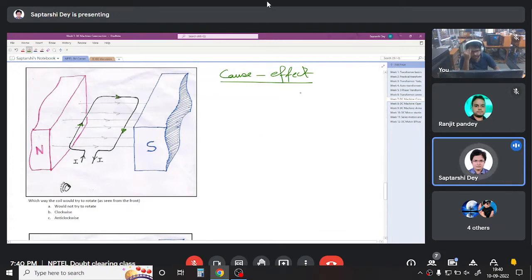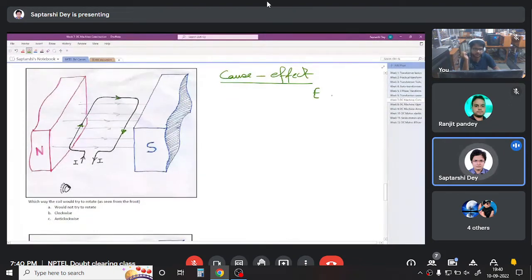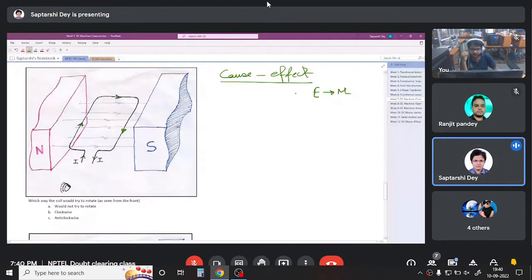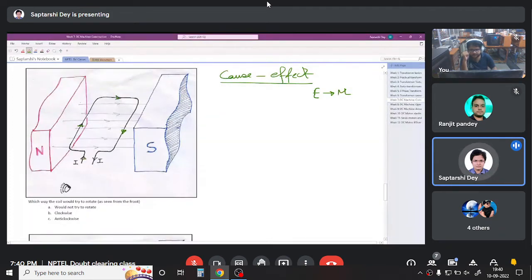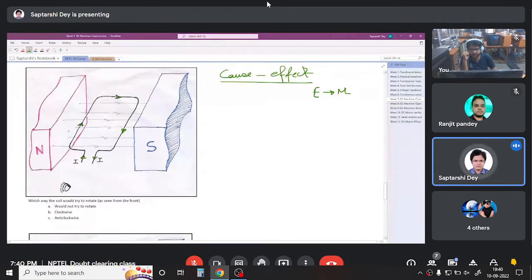See, a motoring action means when the energy conversion is from electrical to mechanical. Here, electrical energy is given from outside, some current is flowing, and that creates a rotation. Rotation means mechanical. So this is a motoring action. Okay. We will come back to this.